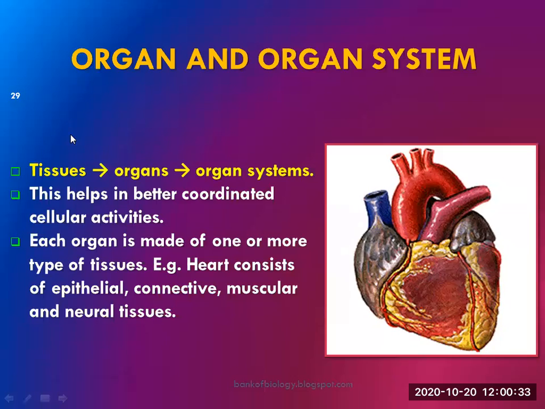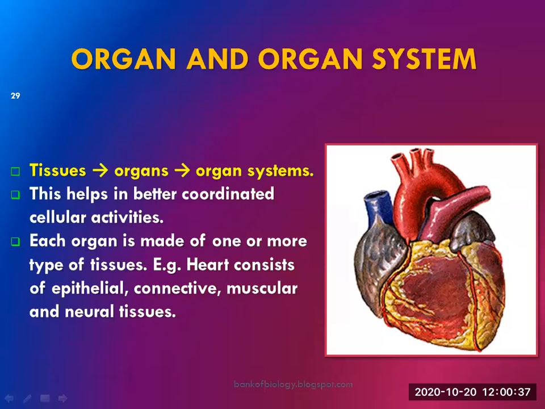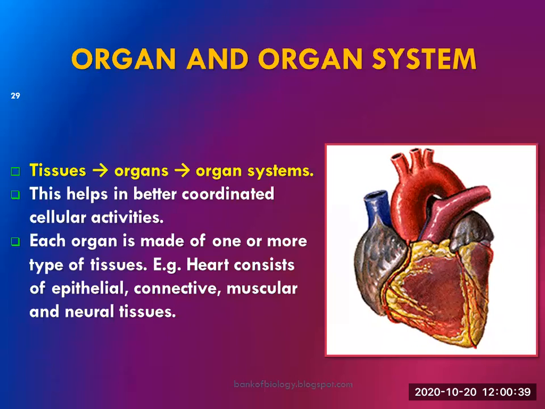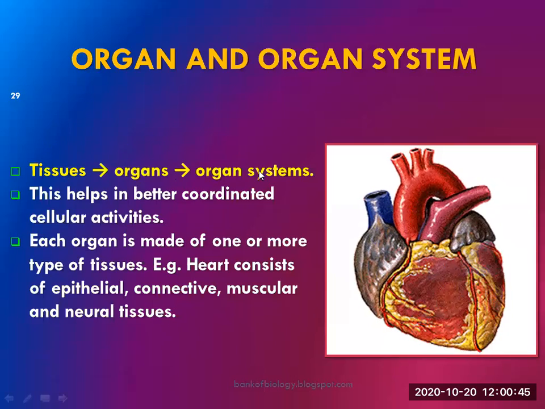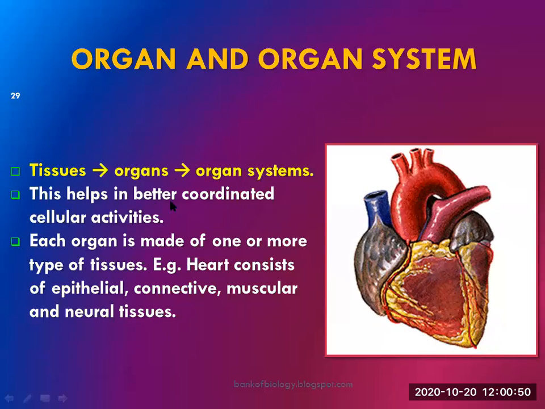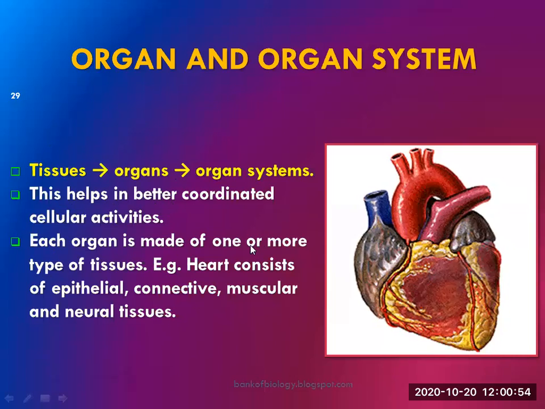Now we are seeing how tissues are found. A group of cells that are morphologically similar in shape and size, and whose origin is the same, we call tissues. Tissues become organs, and organs become organ systems, which help in better coordinated cellular activities. Each organ is made of one or more types of tissues.